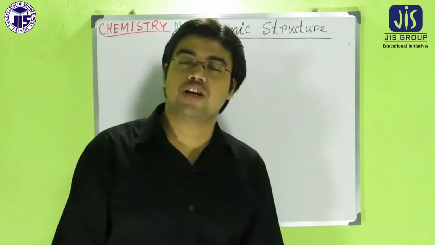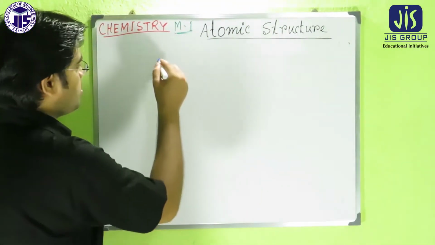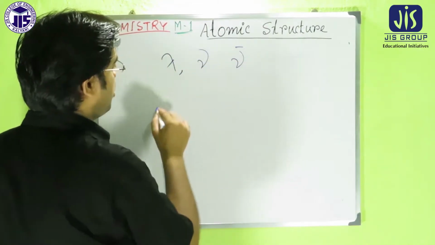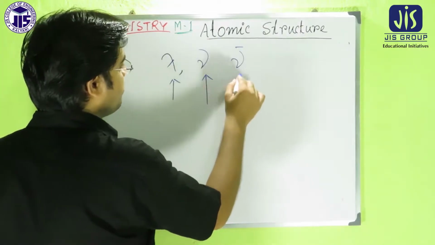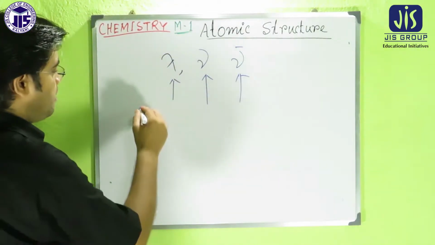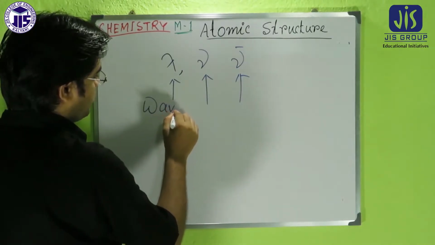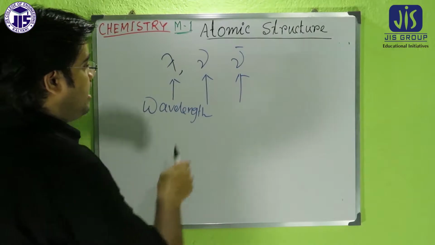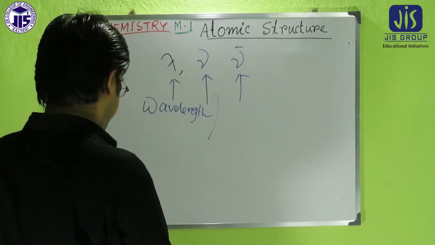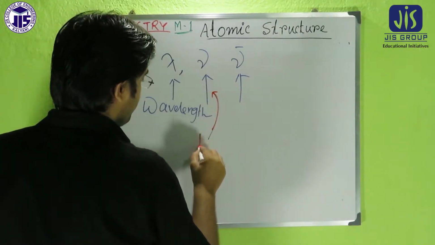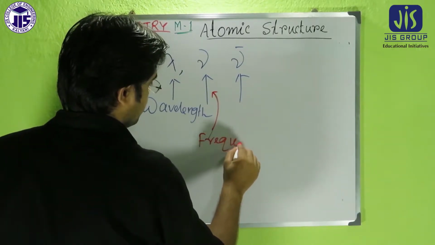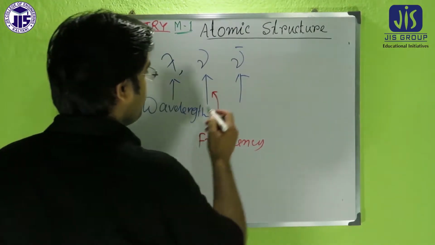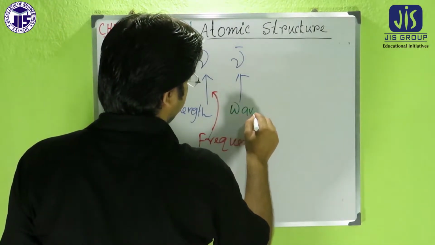We can also determine some kinds of parameters. Parameters means like lambda, like nu, nu bar. What is the meaning of each and every sign? Lambda means it is the wavelength. Nu means it is the frequency, and nu bar means it is the wave number.